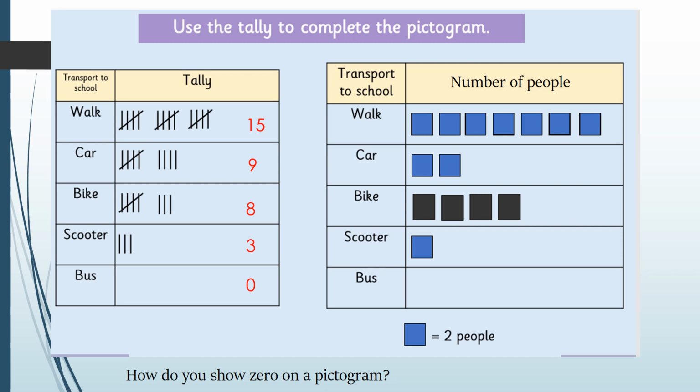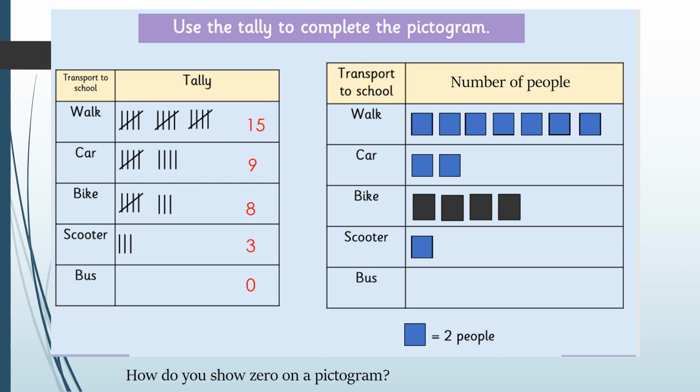So I'm going to go back up to the top and look at walk. Now I'm going to count how many squares are there, what do they represent. So I'm counting in 2s, remember, because my key says 2. So 2, 4, 6, 8, 10, 12, 14. So that means I need one more. So how are we going to show 1 on a pictogram?